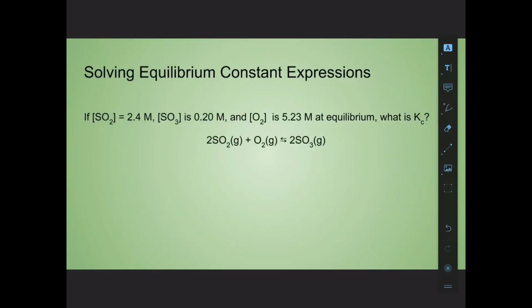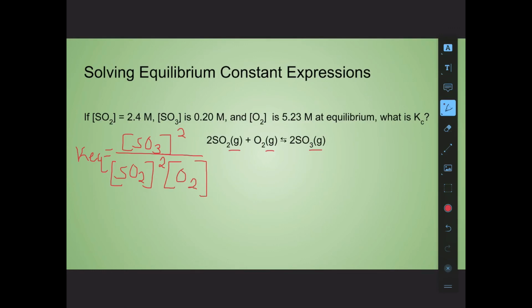On this last one here, I want to make a note that you'll use everything in this problem. Nothing needs to get canceled because they're all gases. But on KEQ, we multiply. We do not add. So our products are going on top. That's SO3, and that is going to be squared. And on the bottom are our reactants, which are SO2 squared and oxygen, O2. Notice that these two numbers right here are multiplied, not added together, okay?